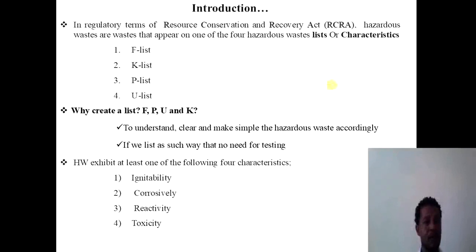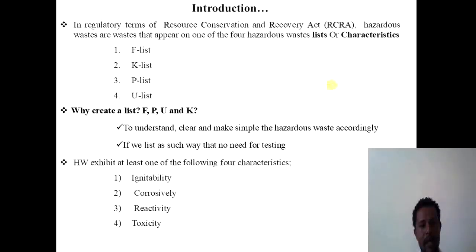So, in regulatory terms of the Resource Conservation and Recovery Act, hazardous wastes are those that appear on one of the following lists or characteristics. The hazardous waste may be found on the F list, K list, P list, or U list. So why is it important to create such lists? Because it helps to understand and classify hazardous waste simply; if a waste is listed, there is no need to test for that type of hazardous waste. So this is easily accessible for any readers or researchers.